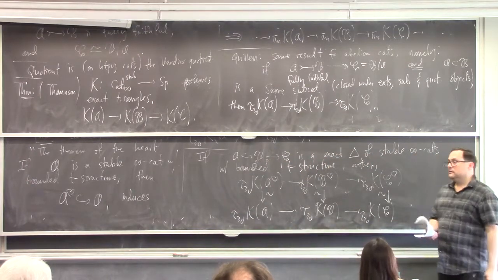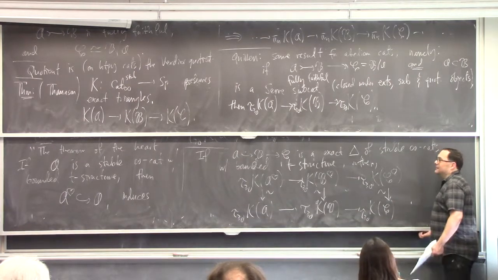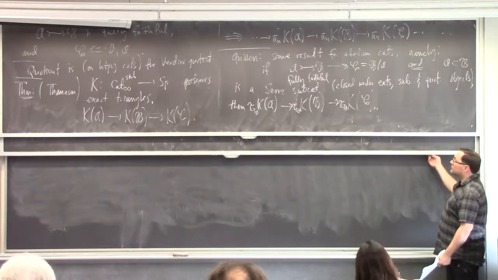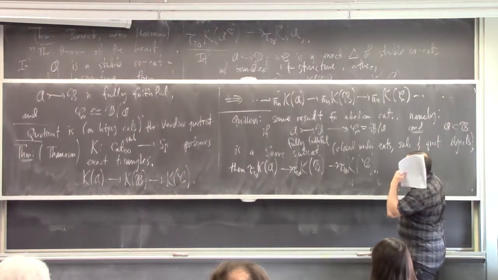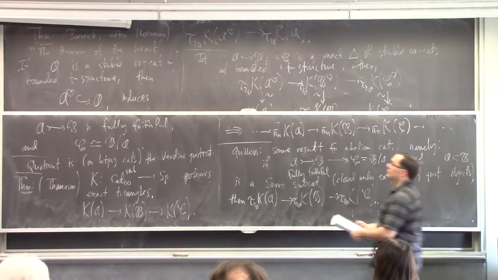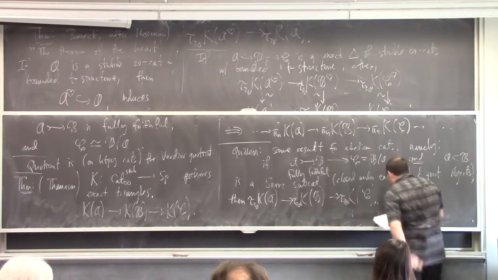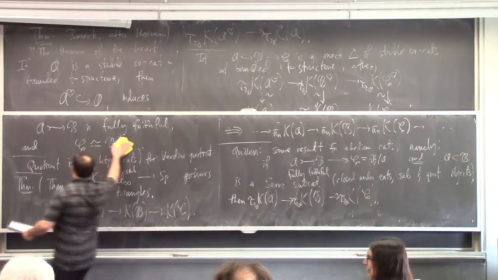Did I miss your explanation of T structure? You did not. I didn't say. And did I miss your explanation of the superscript heart? I didn't say what the heart of the T structure is yet. Okay, great. I don't know if that's a positive thing or a negative thing.